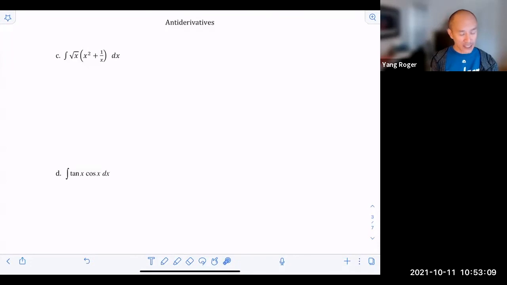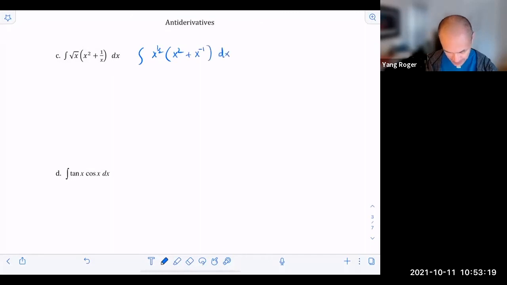Change the radical to exponential? Sure, I think that's a great start, Aisha. This would be x to the 1/2 times x squared plus x to the -1 like this, dx. I think that's a great start. Simon suggests distribute the rad x. This is the key idea. Great job, Simon. For sure, that's what we want to do.